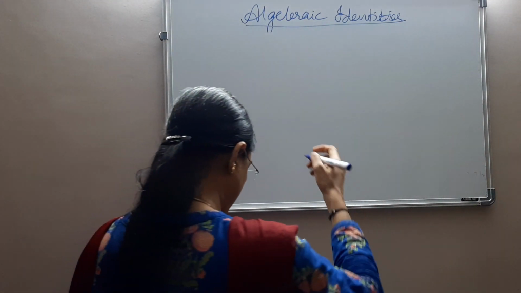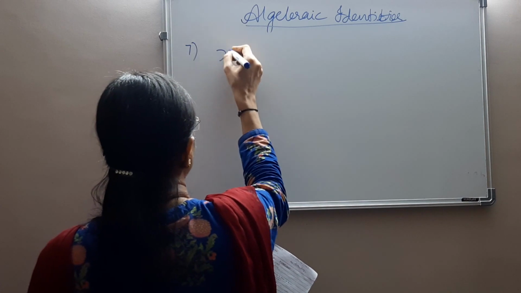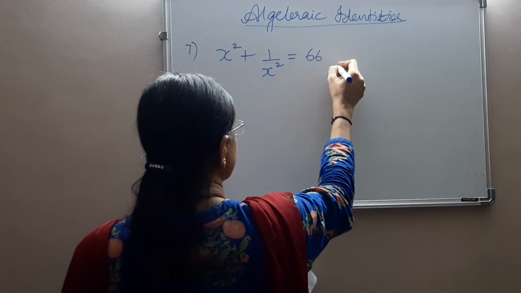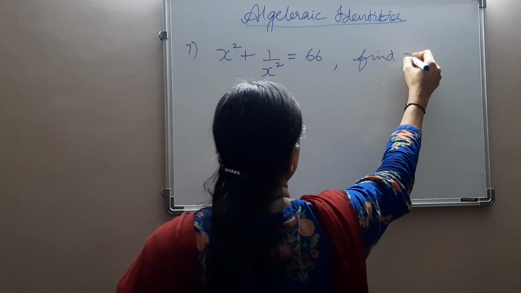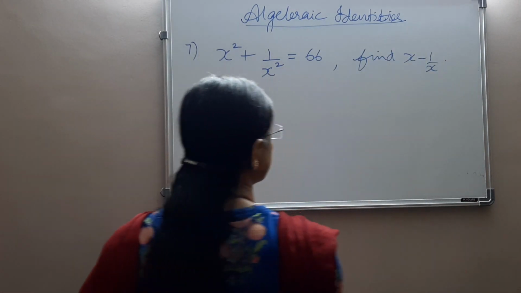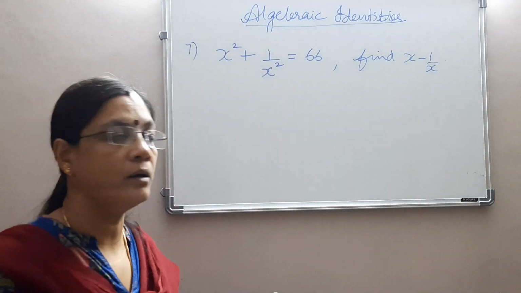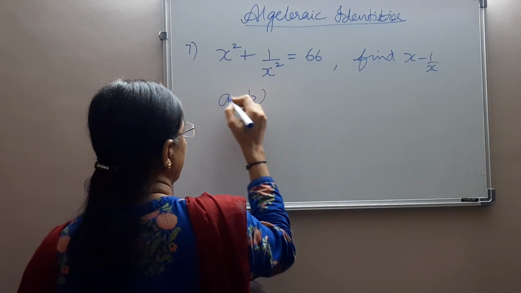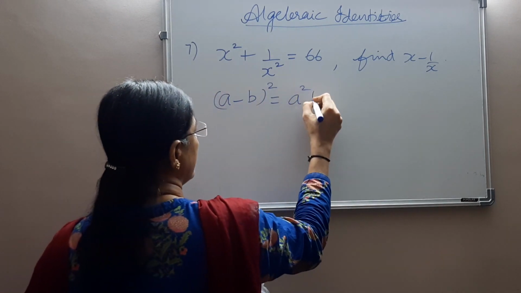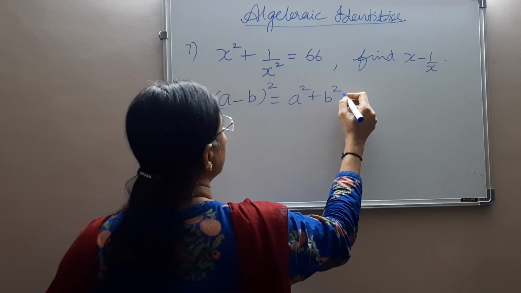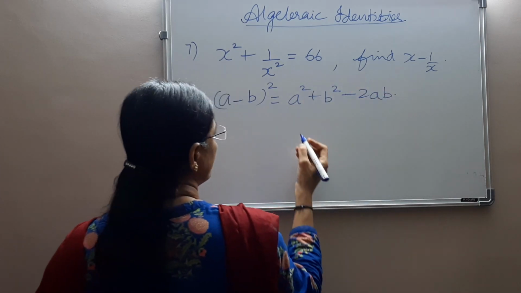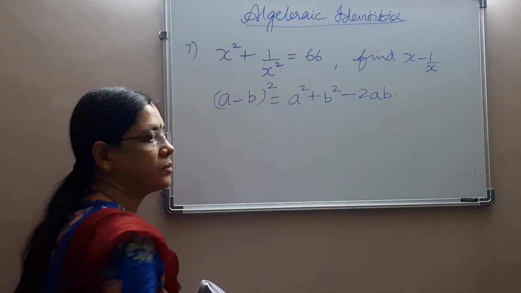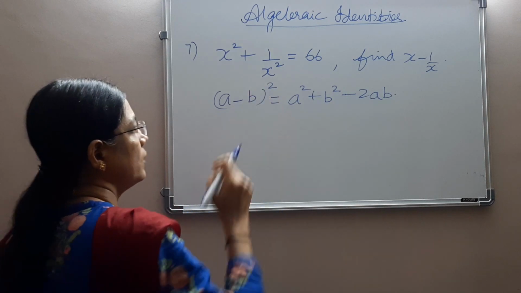Now in this problem, in the 7th problem, you have x squared plus 1 by x squared is equal to 66. You need to find x minus 1 by x. So this is just like having a squared plus b squared, and you need to find a minus b. So that follows the identity a minus b the whole squared is equal to a squared plus b squared minus 2ab, isn't it? So from this, a minus b will be square root of a squared plus b squared minus 2ab, isn't it? Because this is a minus b the whole square.